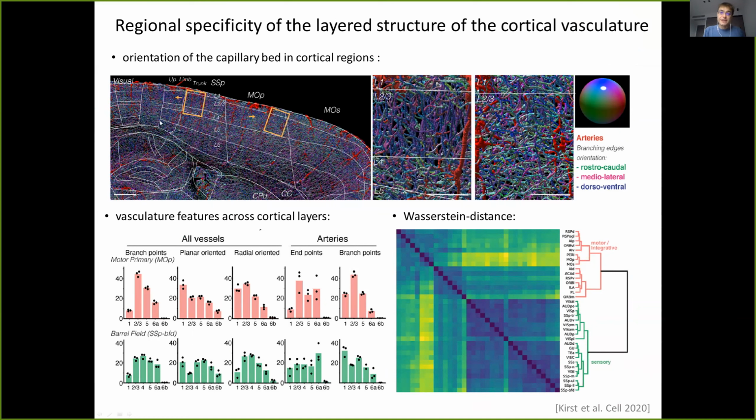If you measure these features over the cortical layers and then calculate the distances, here in this particular case, the Wasserstein distance, you see two big areas emerging. One that has similar features, and you can actually see that those areas are responsible for sensory processing, and then another big cluster that is mostly motor and integrative sensory processing. So you see these functional properties that are reflected in the vasculature structure of the brain.